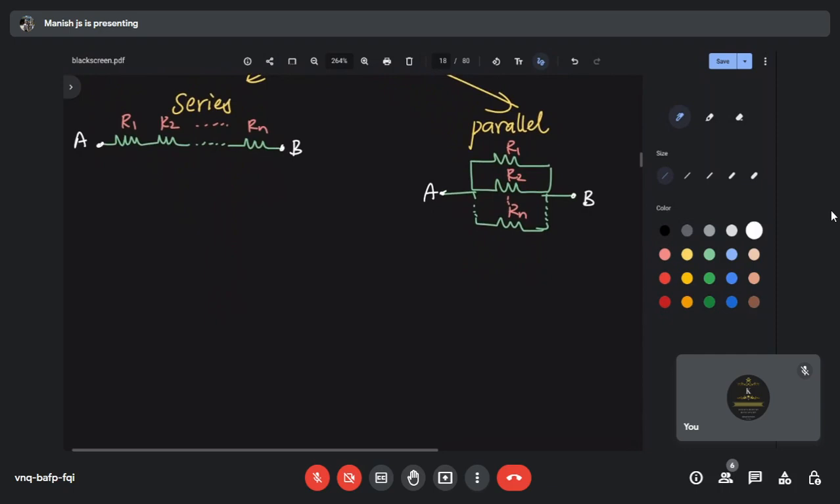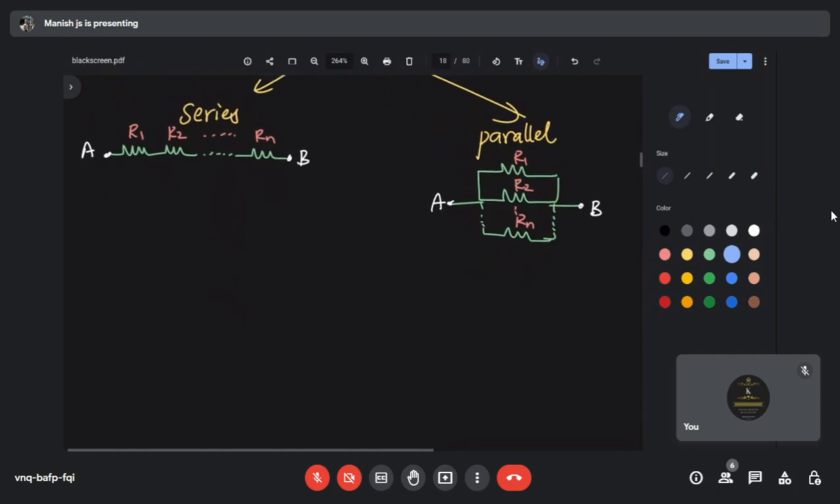So now if you see the circuits, the current flowing through resistors in series combination is the same. In series combination, it's very important to understand that the current flowing through each resistor is the same.